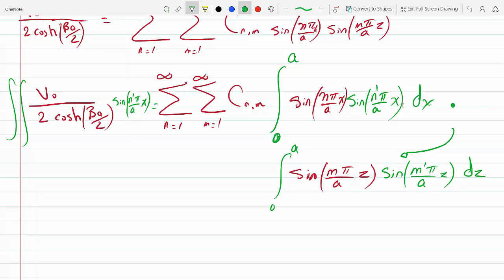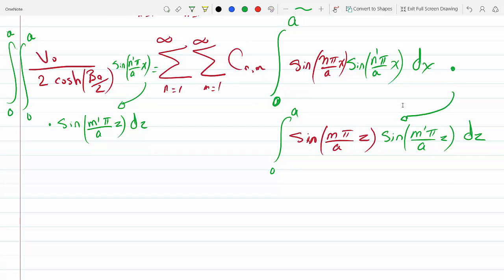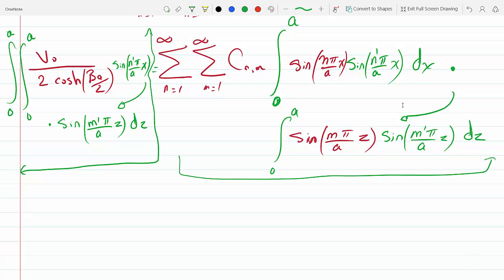And then another term, times sine m prime pi over a x z, dz. Each one of these is a double integral going from 0 to a. Technically, maybe it'll become clear on the second step. These are all together here. This is the left hand side of the equation, and this whole thing here is the right hand side of the equation.